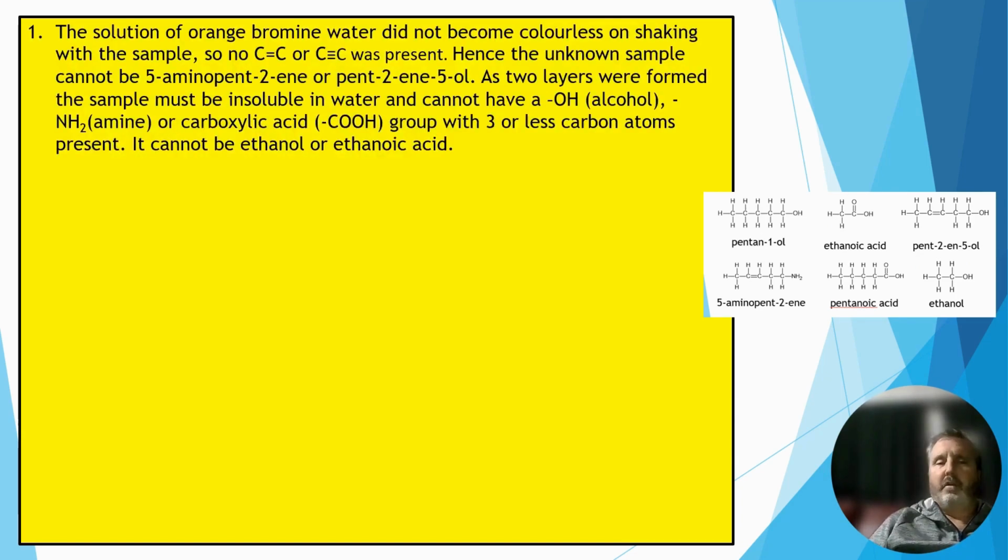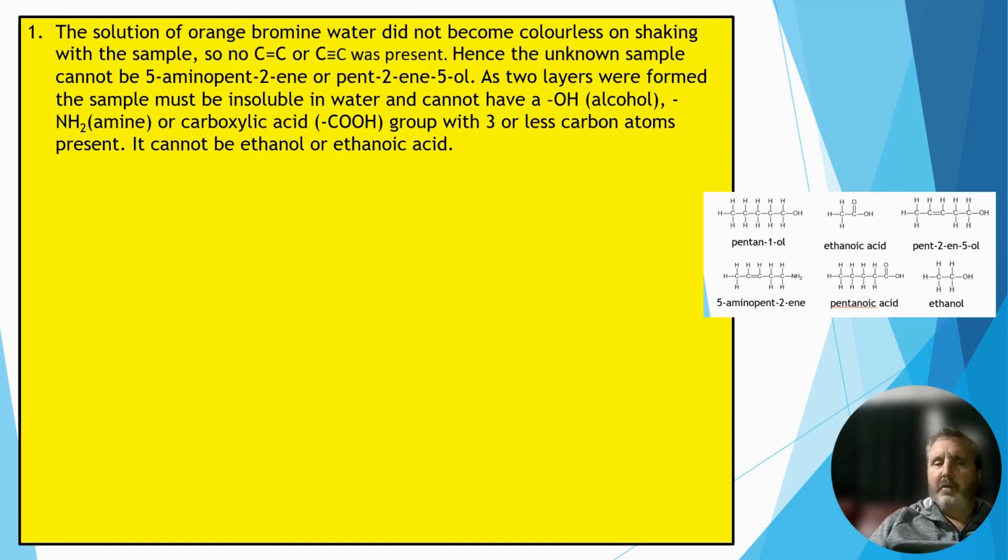the solution of the orange bromine water did not become colorless. That means that there was no carbon double bond carbon or no carbon triple bond carbon present. Now you could write that as there is no alkene or alkyne group present. Hence, the unknown sample, if we went back to the first page, can't be 5-amino-pent-2-ene, because that has a double bond. It can't be pent-2-ene-5-ol, as that also has a double bond. So remember, if the sample had a double bond, it would have changed color to colorless.